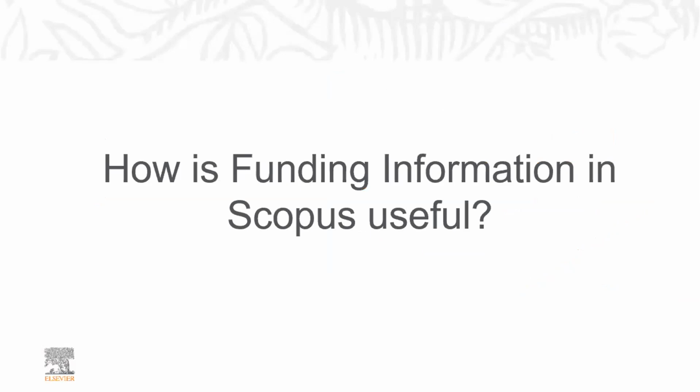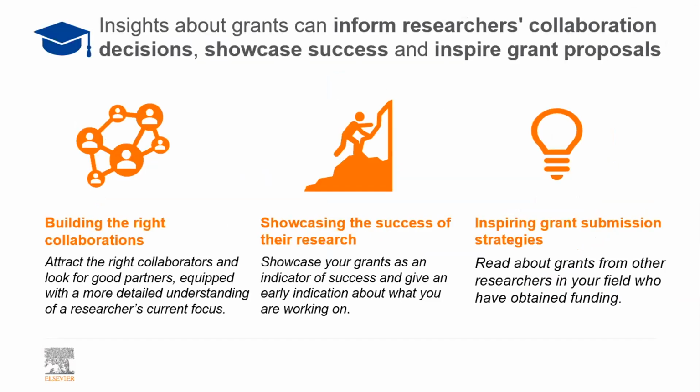And next slide, please. So focusing on researchers, I chose for today to focus on researchers: why are researchers using Scopus or the funding data available in Scopus, and also on funders, why are funders using this information? To start with researchers, they are using Scopus to see which funding bodies allocate funds within their research areas of interest. And through the funding data on Scopus, we aim to help researchers inform their collaboration decisions, showcase their success, and inspire their grant proposals.